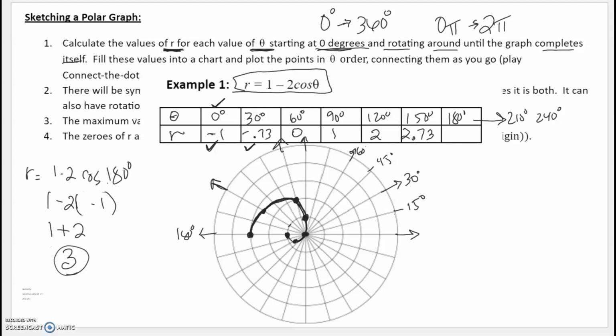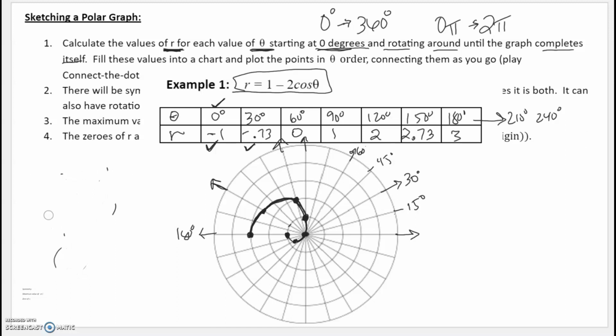All right, spiral. What do you think is going to happen for the rest of it? You're going to plot a 210, and you're going to plot a 240, and you're going to plot, plot, plot, and you're going to get to see the rest of this picture on your own. Good luck. One of the things you're going to get to talk about is symmetry.